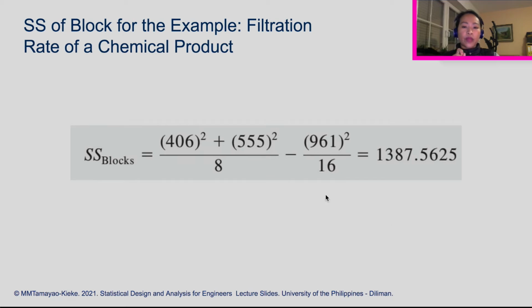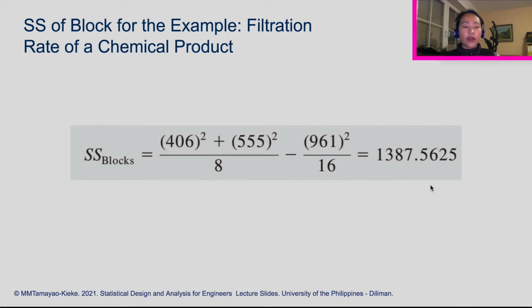Now, to obtain the sum of squares for the blocks, again, we just get the sum of the squares of the sums. To obtain the sum of squares of the blocks, we use the familiar expression. We square the sum of the observations per block, and then we get the sum of that, divide that by 8, minus the square of the grand total divided by 16, and so that would be this number.